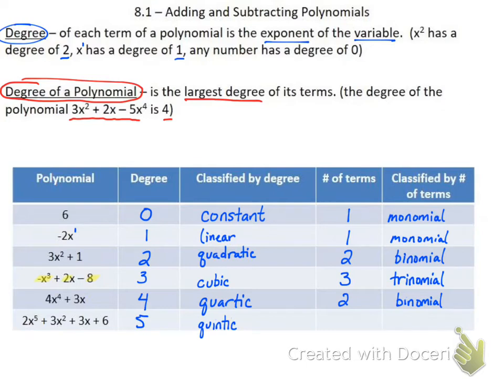There are 4 things being added together, and so once you get over 3, everything else is just a polynomial. So everything after 3 is just called a polynomial. So 4, 5, 6 terms, it's a polynomial. Okay.